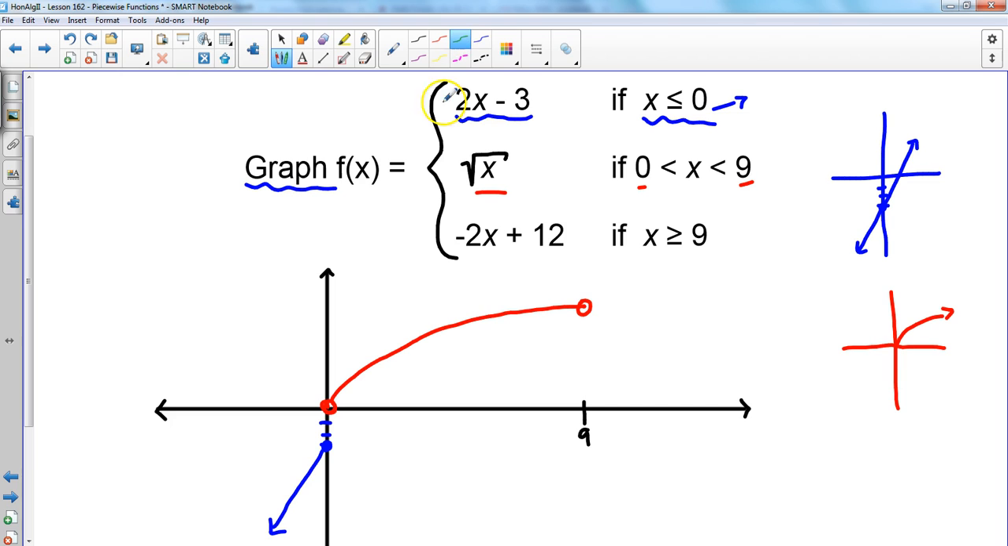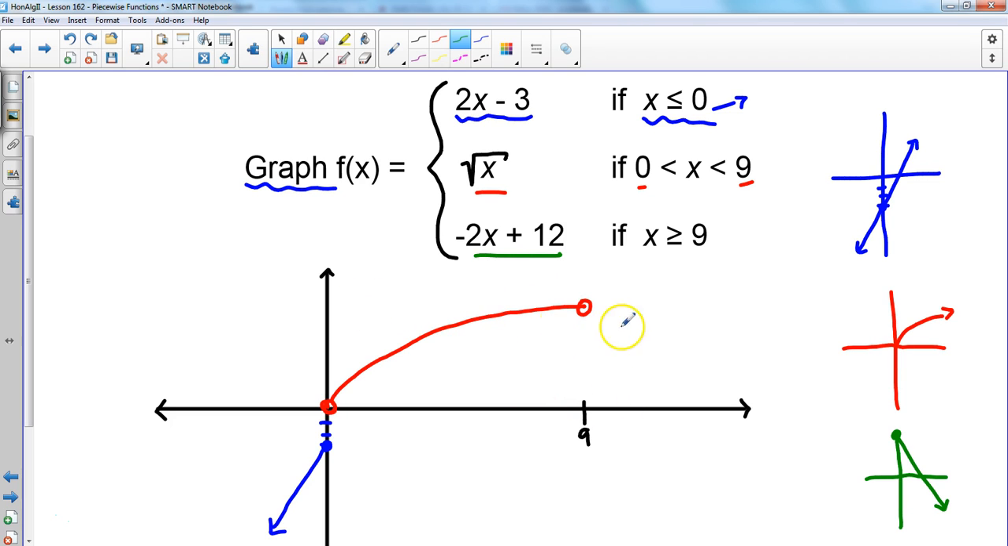The third part of our graph is going to follow this rule here. So from 9 all the way up to infinity, we're going to follow this rule. Quick sketch of what this rule looks like. I know that this has a y-intercept of 12, so it's going to look like this, and it's going to have a negative slope, so down 2 over 1, down 2 over 1, and so on. So our graph is going to look something like this from 9 on.